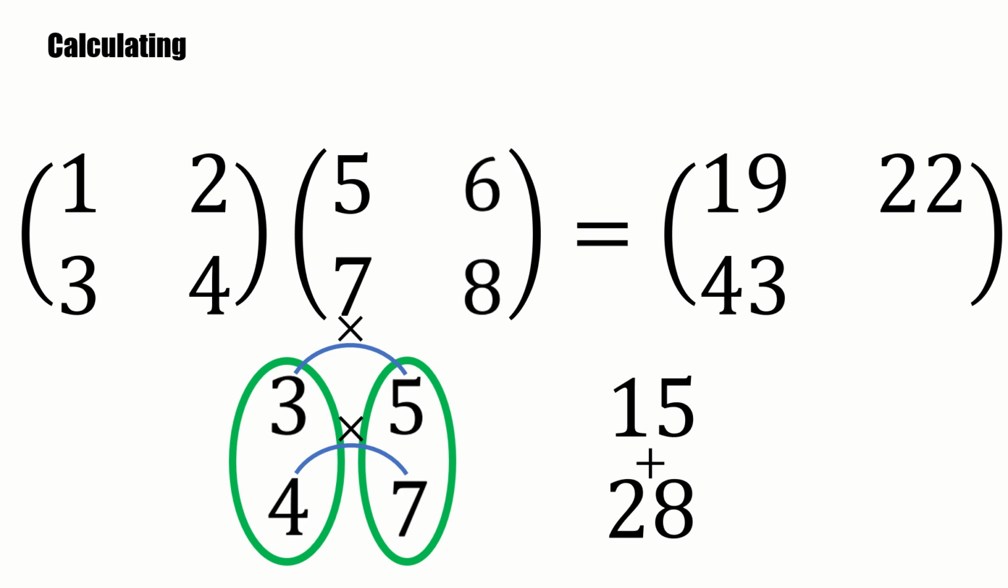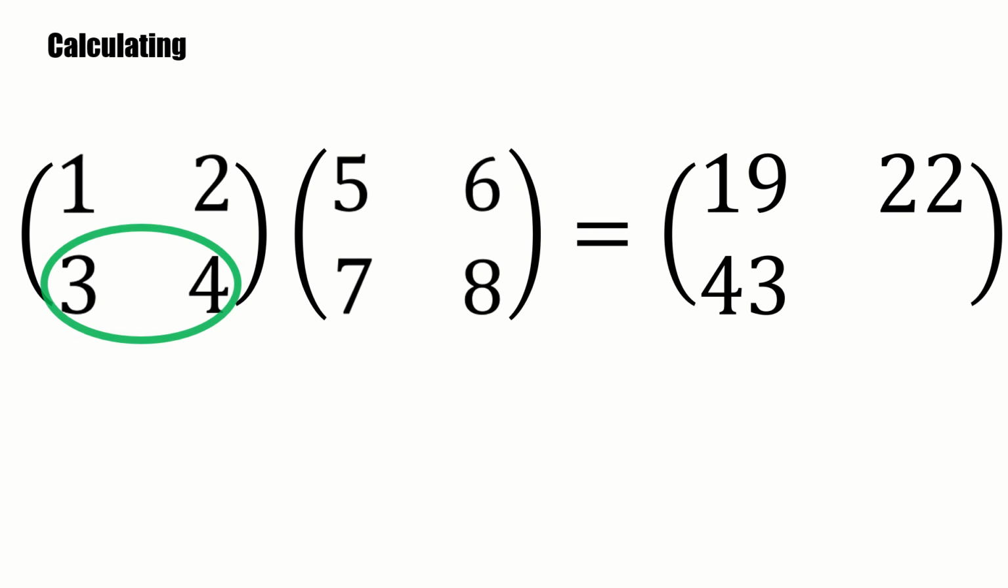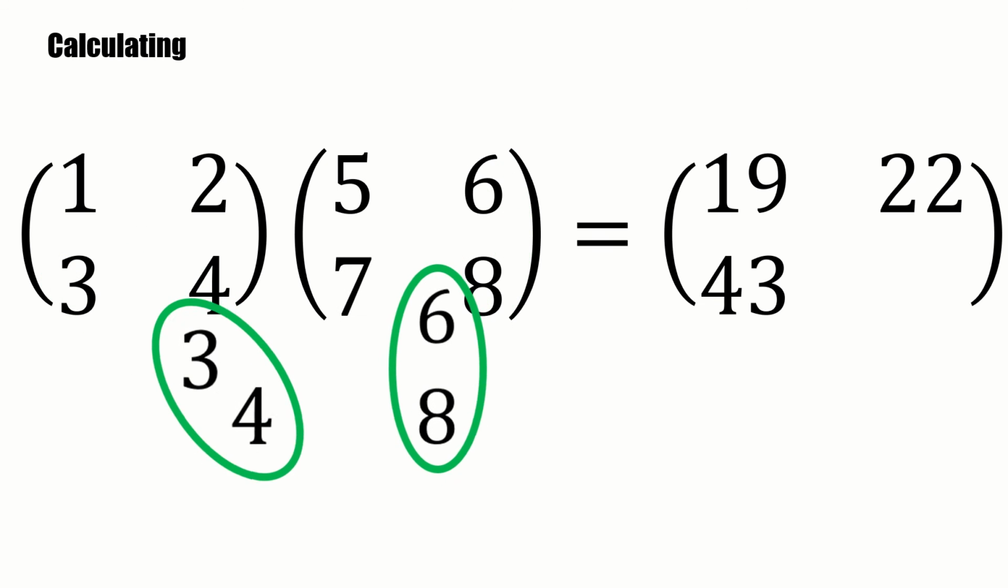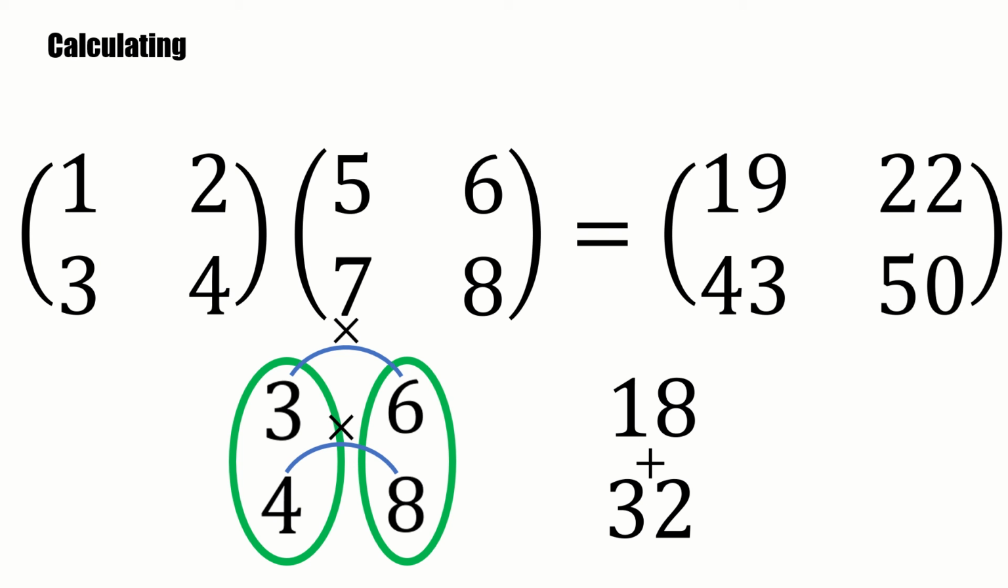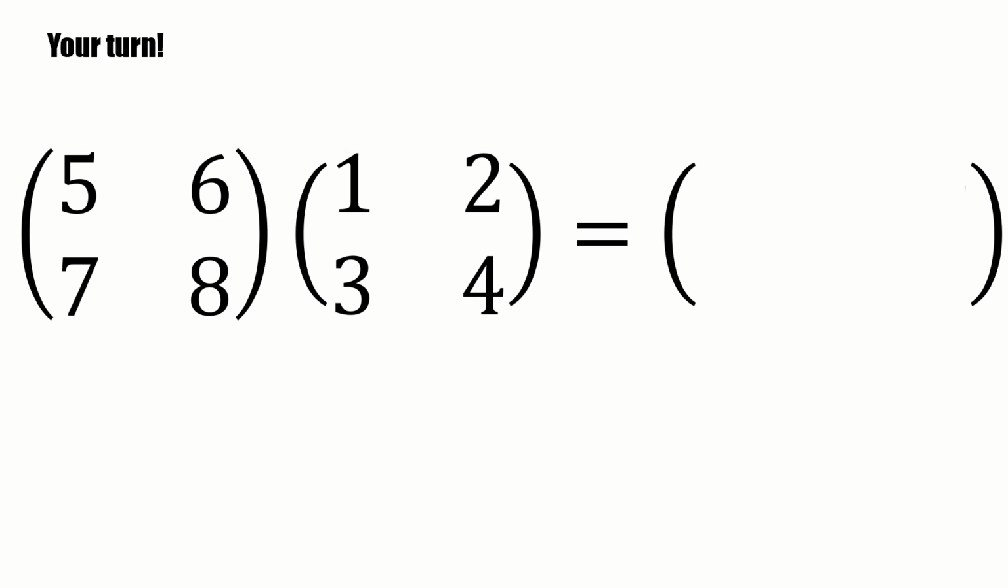Just one more combination to try now. We've got to do the second row in the first matrix times the second column in the second matrix. Sliding the row and then doing the multiplication between the pairings: 3 times 6 is 18, and then 4 times 8 is 32. Adding those together, we get 50, and there you go, we are done. That is our answer, the matrix 19, 22, 43, and 50. But that's if I multiply 1, 2, 3, 4 by 5, 6, 7, 8 in that particular order. If I multiply them together in the opposite order, you do get a different result.